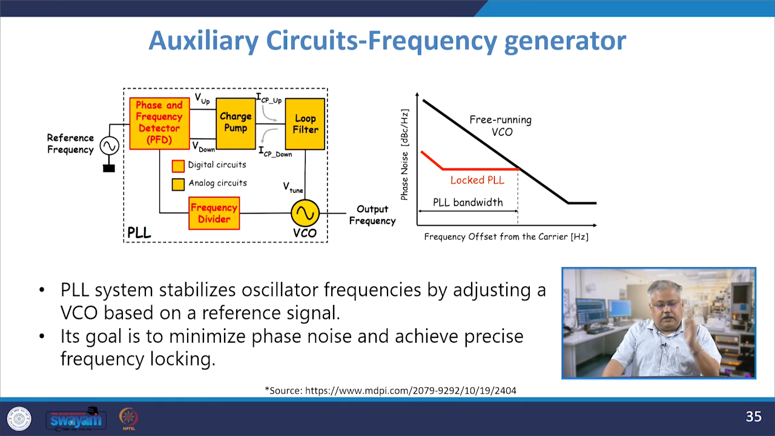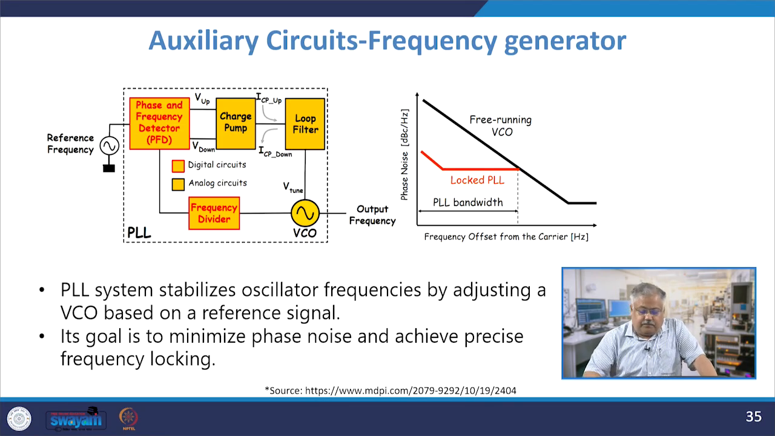So, you have a reference signal coming and you have a main signal coming. You try to reduce the error between the reference signal and the input signal, so that stability is achieved as far as the PLL system is concerned. The whole idea is to do a good amount of frequency locking and also to minimize the phase noise. Phase noise is a big noise in a phase lock loop.